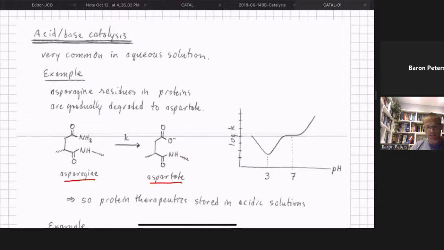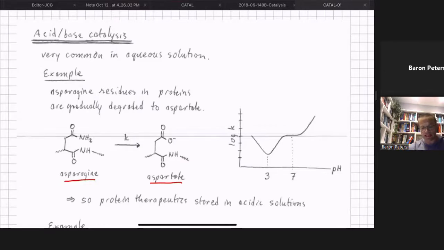These uncharged residues are gradually becoming charged residues of aspartate, and that of course changes the way the protein matches its target. For example, if you're making a monoclonal antibody or something like that, you don't want these new charges to be popping up. One of the things that they have learned to do, initially on a rather empirical basis, was to store these therapeutic proteins in acidic solutions around a pH of 3.